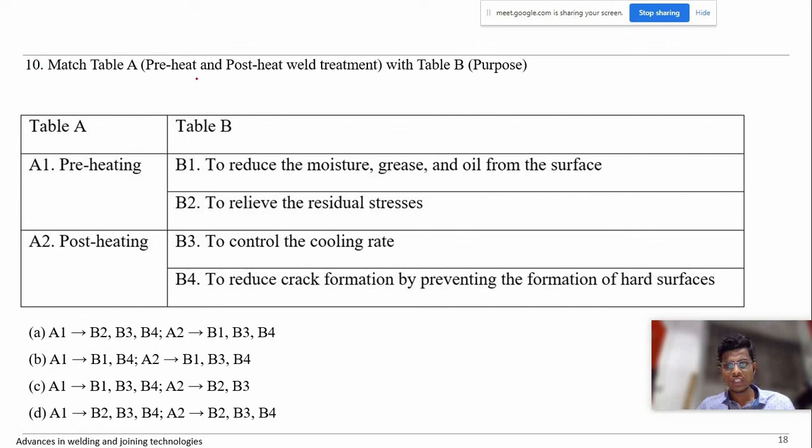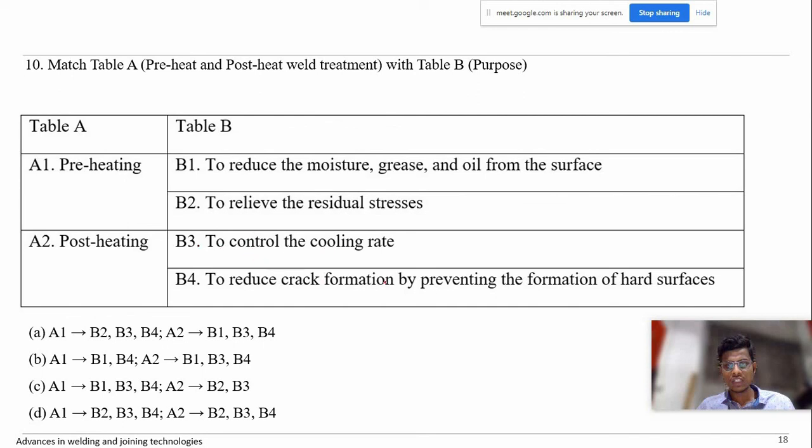And finally, the last question. We need to match table A and table B. Here it is preheating and post-heating, and table B gives the purposes for which we are using them. Basically, preheating is used to remove moisture, grease and oil from the surface. Yeah, that is true. This is not the case for post-heating. And preheating to relieve the residual stress is not that much affected. But with the help of preheating, you can control the cooling rate. So this is also true.